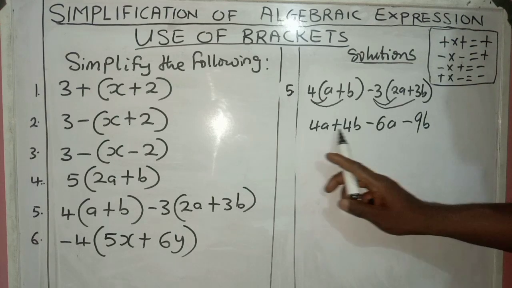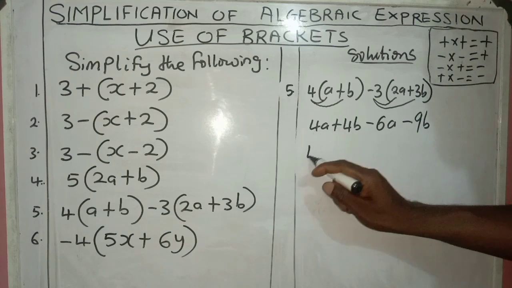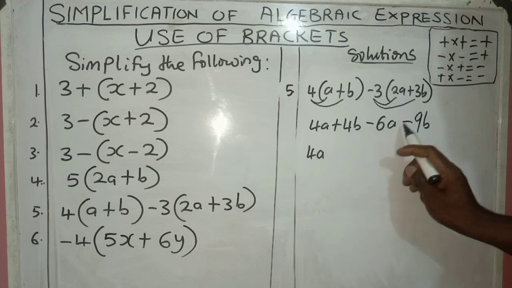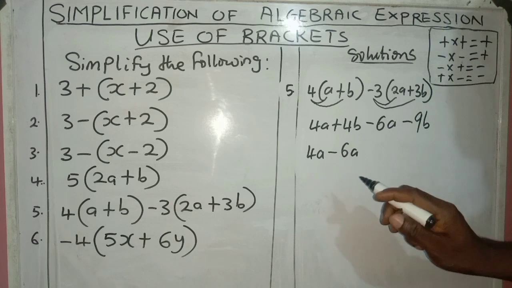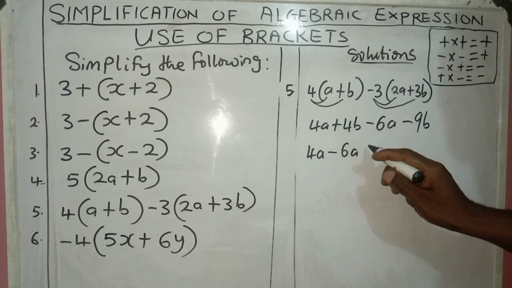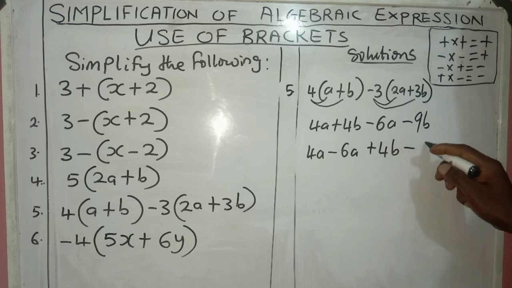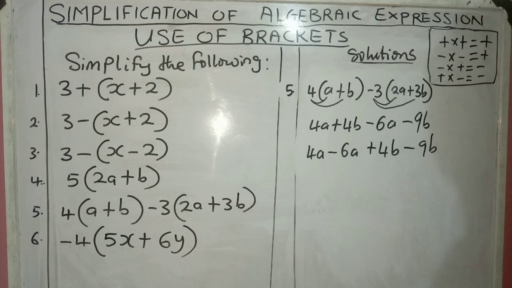The like terms are not yet collected, so we have to collect the like terms. Here we have 4a. What is the like term to 4a? That will be -6a. Then we are done with the family of A, so we can go to that of B. That will now be plus 4B minus 9B. We just collected the like terms, so we can now simplify.